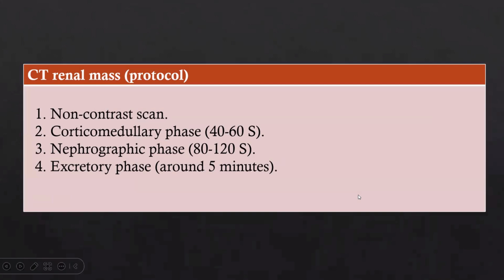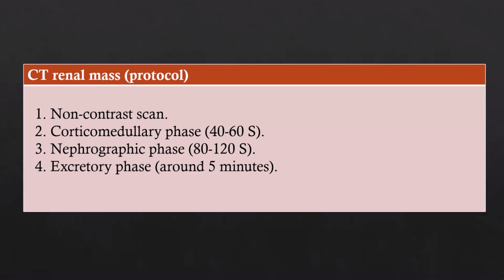Very small tips. If we have any renal mass, we should do a non-contrast scan. This is the CT renal mass protocol: corticomedullary phase, nephrographic phase. This one is very important to exclude any mass. If we have a small mass lesion, the nephrographic phase is very important to exclude the renal focal lesion. Also, we should take corticomedullary, nephrographic, and excretory phases to show the contrast uptake and the contrast washout of the mass lesion. Is it enhancing or not?